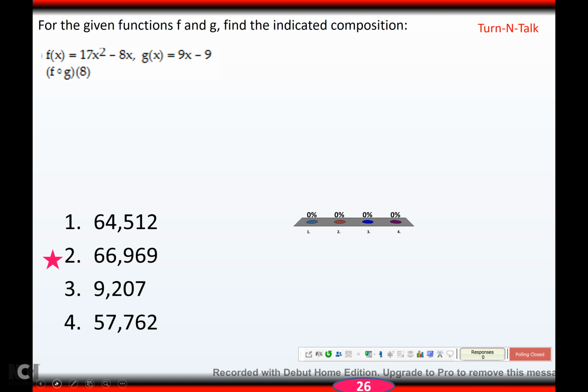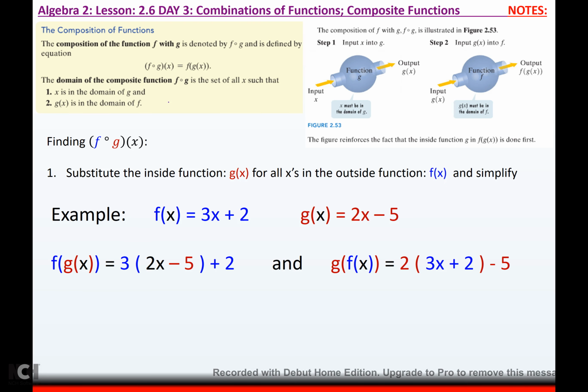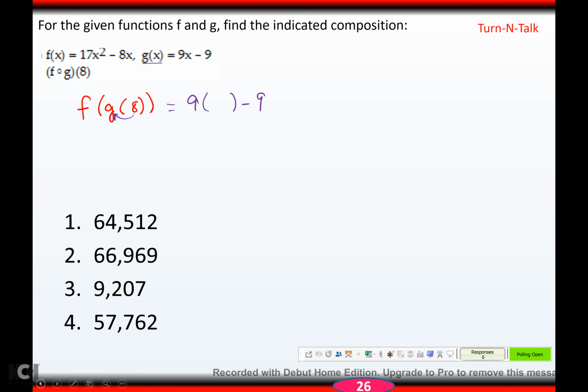66,969. Okay, this one wants me to find f of g of 8. So my party story, if you like that, says go party at G's house with an 8. Well, the G party says bring us what you got. I'll multiply by 9 and then subtract 9. And they told me to bring an 8 to the party. So that would give me 72 minus 9, which is 63. So G of 8 equals 63.